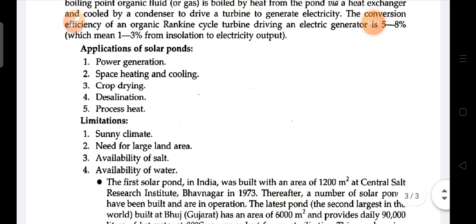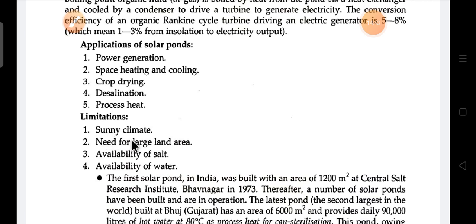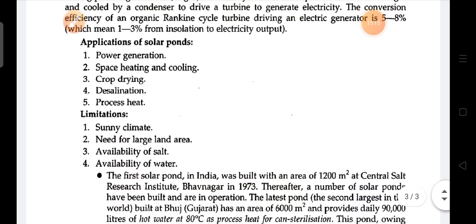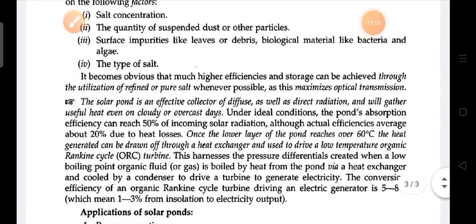Limitations: what are the limitations? It requires a sunny climate and a high concentration of radiation, and there is a need for a large land area, because to dig a pond we need a large area. Availability of salt: we need a very large amount of salt. Availability of water: we need water for filling the pond. That is the limitation or disadvantage of this pond.